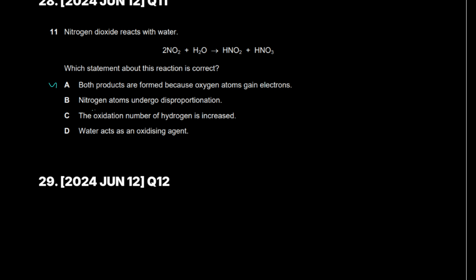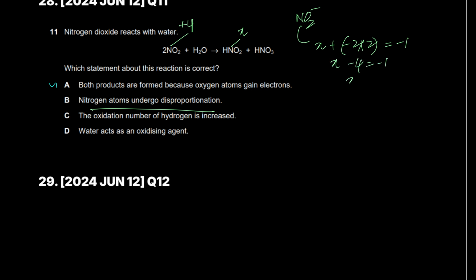But if I look at B, B says nitrogen atoms undergo a disproportionation reaction. Absolutely, they do. This nitrogen is +4 here, and here it is, sir. What is nitrogen here? It is +3. You can calculate it, right? Let's suppose nitrogen is X. So it's NO2 minus I, right here. So nitrogen, I don't know how much it is. Oxygen is -2, times it by 2, add them together. Overall oxidation number is -1. X minus 4 equals -1.